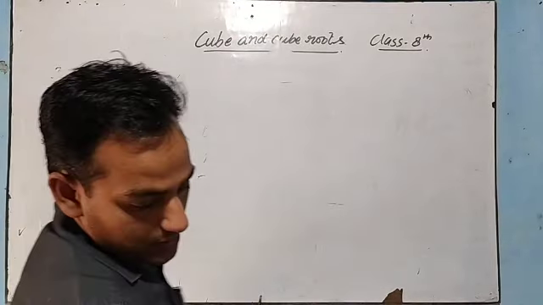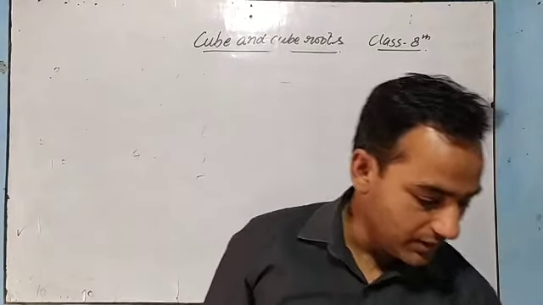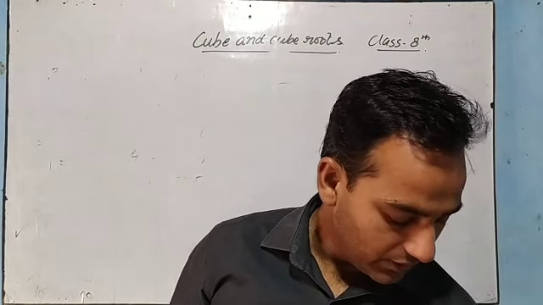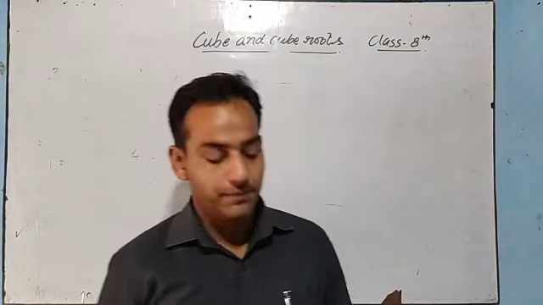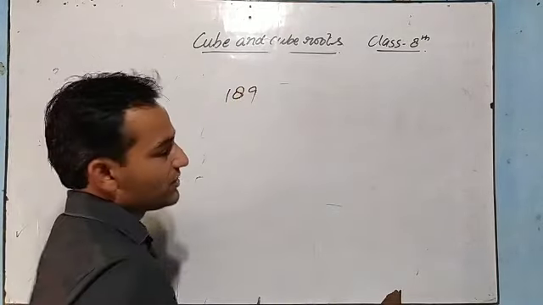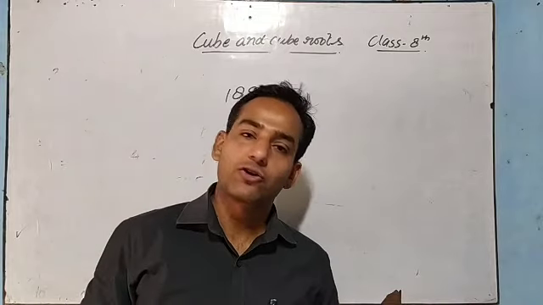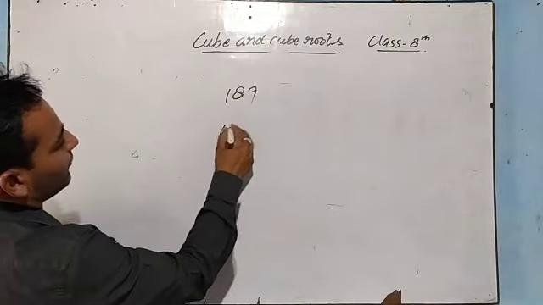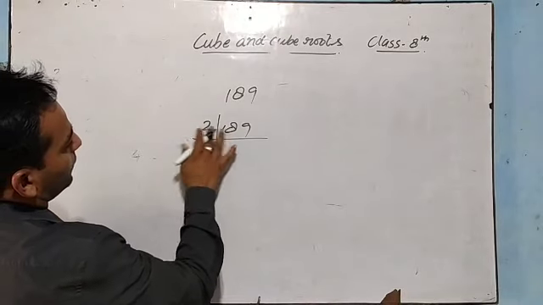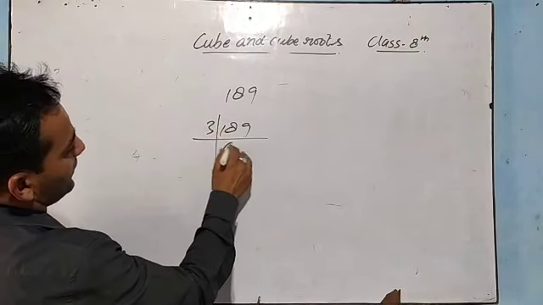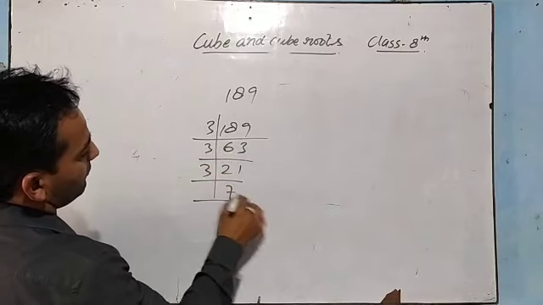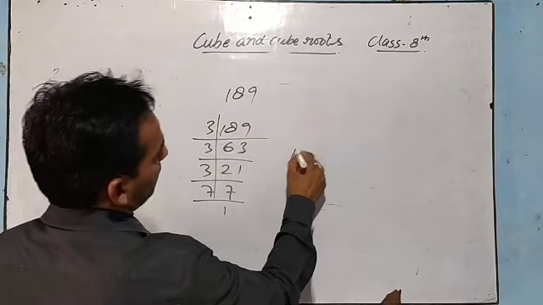Now, let us take some more examples and some properties of cube and cube root, and we have to check whether a given number is a perfect cube or not. Just like we have a number 189. Check whether 189 is a perfect cube or not. Let us see. 189. 2 will not be dividing. 3 6s are 18, 3 3s are 9, 3 2s are 6, 3 1s are 3, 3 7s are 21, 7 1s are 7.